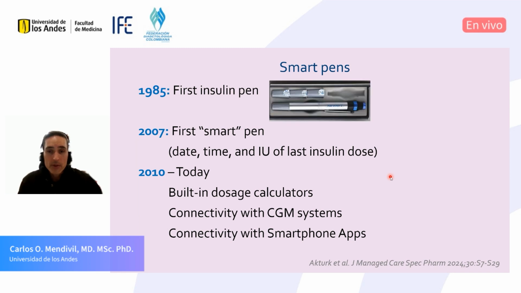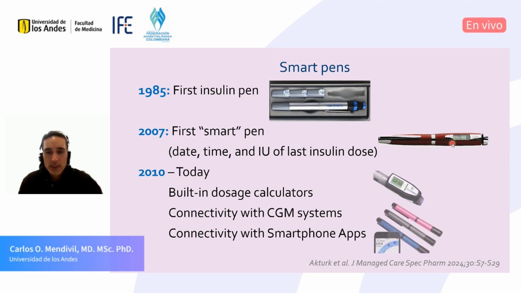So this is just a regular pen. It was a big advancement from syringes and vials. It's a major step. And then in 2007, we had the first smart pen. You can see this little screen here where you can call up the last dose that you gave yourself, just in case. But then there's been major progress in this, and now we have caps that function as smart pens. We have standalone smart pens. We have associated mobile phone apps. So there's a plethora of these products, and they only get better every time.